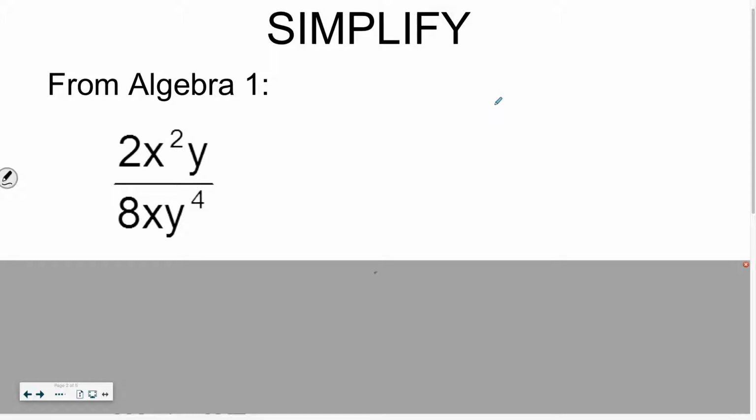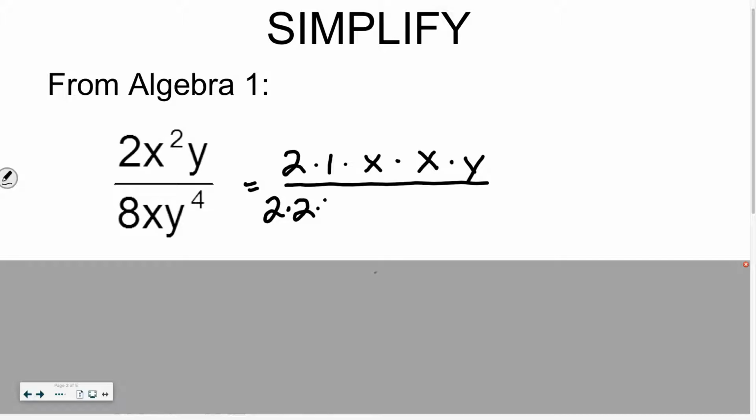Okay. So 2 is really like, I guess I could say 2 times 1. Okay. And then do you agree that x squared really means x times x? Yeah. And then we'll have times y. And then for 8, I already did that one with the 6/8, but that's 2 times 2 times 2, 2 cubed. And then we have 1x, and then we have y times y times y times y.